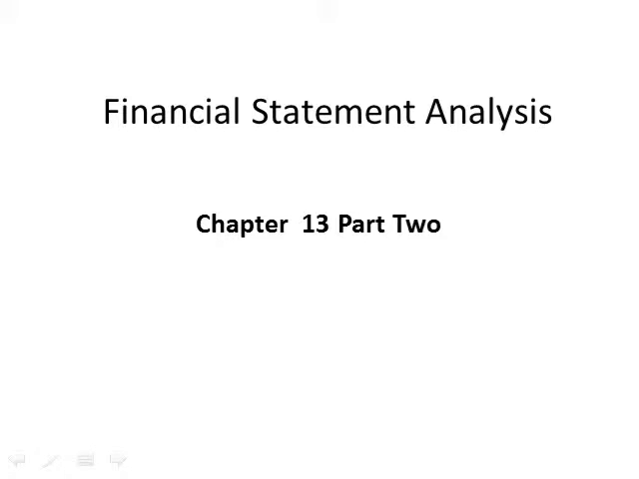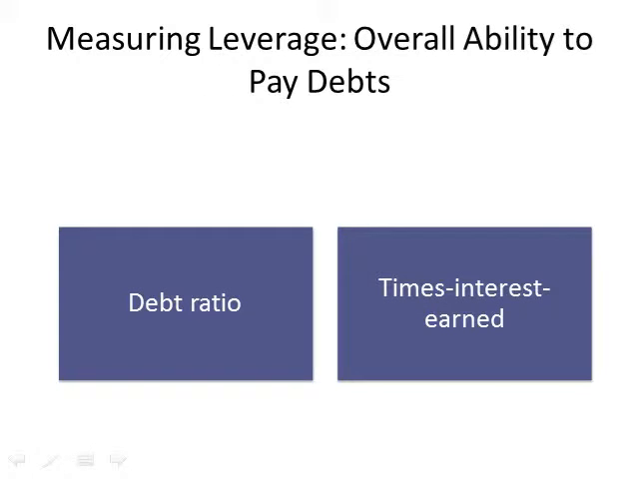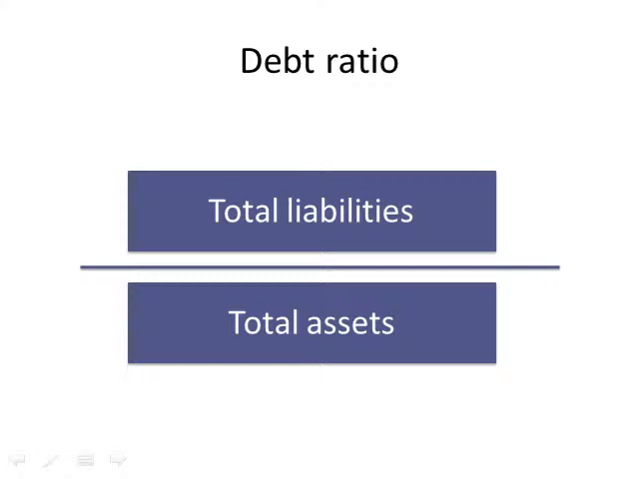In this session, we'll finish up our discussion of Chapter 13, which deals with financial statement analysis. So the debt ratio and the times interest earned ratio can measure a company's ability to pay debt. The debt ratio tells us the proportion of fixed assets financed with debt. A debt ratio of 1 reveals that debt has financed all the assets.